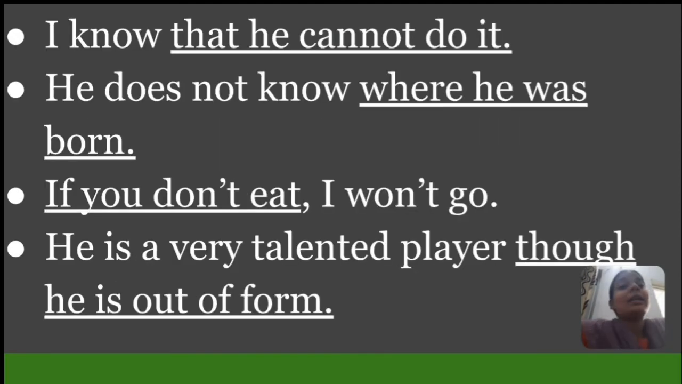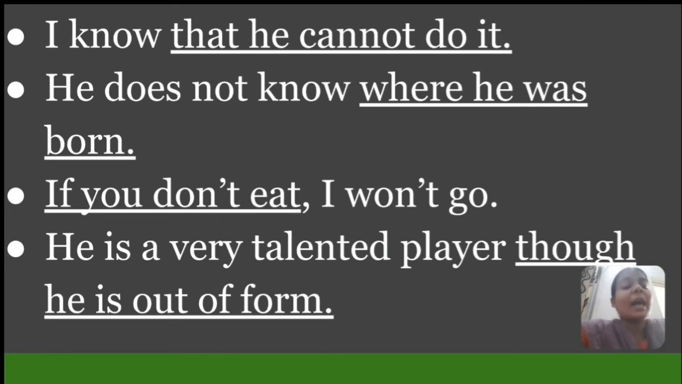I know that he cannot do it. So that he cannot do it is the dependent clause. He does not know where he was born. So where he was born is the dependent clause. If you don't eat, you won't go. So if you don't eat, that is the dependent clause. And the last one, he is a very talented player, though he is out of form. So though he is out of form is the dependent clause.